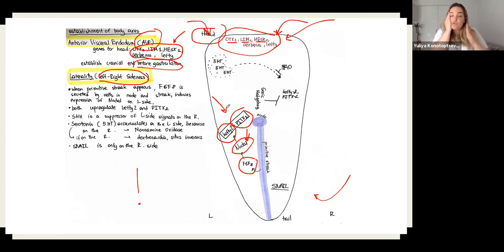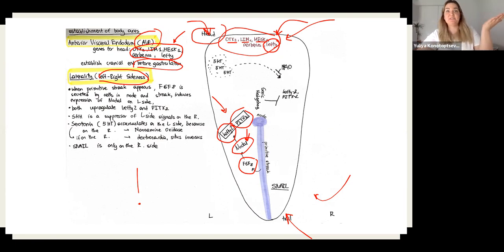Please, for the love of God, do not choose Lefty and Lefty2. They will give you the option. They will say which 2 transcription factors are responsible for the left side of the embryo. Don't choose Lefty and Lefty2. What is Lefty responsible for? The cranial end. For the head formation, for the cranial end formation. Lefty is responsible for making the head. Lefty2 and PITX2 are responsible for making the left side.